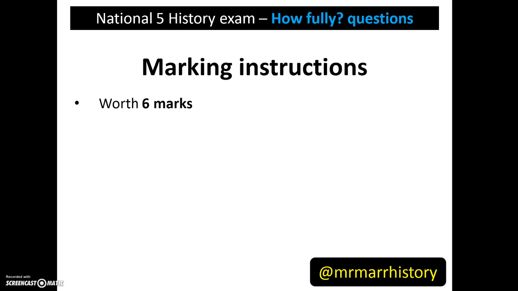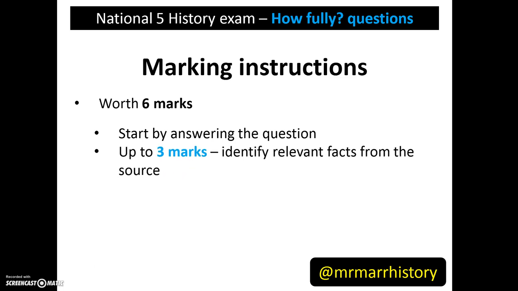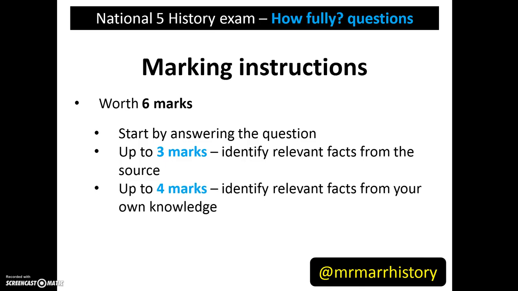As we've already noted, how fully questions are worth 6 marks, but let's discuss now how you can actually go about getting those marks. The first thing you actually have to do in these questions is answer the question, and give an idea of just how fully the source does actually answer the topic which is named in the question. There are no marks available for doing this, but you will have marks taken off if you don't do it. What you can get marks for, and you can get up to 3 of these, is for identifying relevant facts taken from the source. You can also get up to 4 marks for identifying relevant facts from your own knowledge that aren't included in the source.